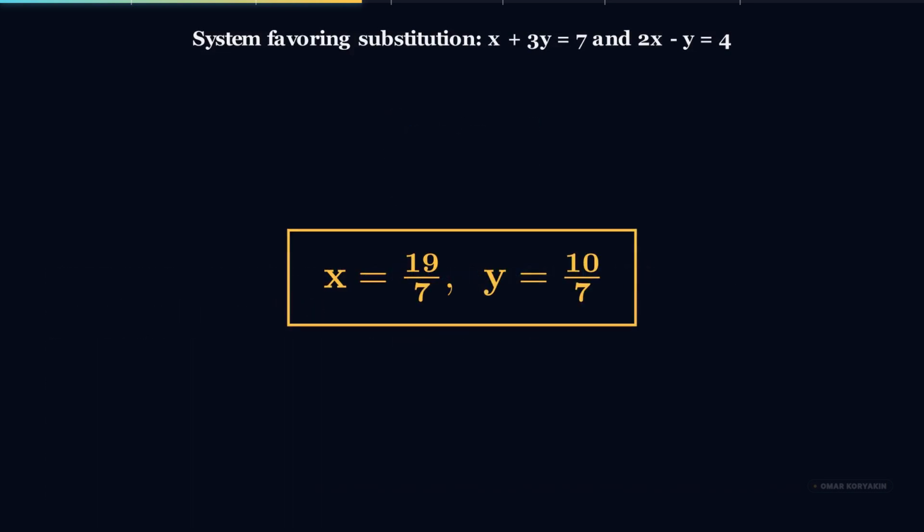The big lesson from this example is that the system favored substitution because of the plus 1 coefficient on x in the first equation. Substitution produced a clean isolated expression and the rest of the algebra followed mechanically. The fractional answer is fine. Substitution handles fractions cleanly through the back substitution and verification steps. If we had used elimination on this system, we would have ended up multiplying the first equation by 2 and subtracting, which works but feels heavier than the substitution path that the plus 1 coefficient unlocked.